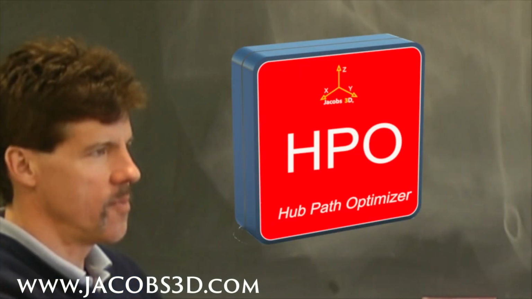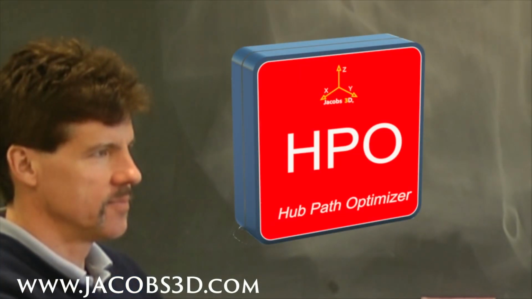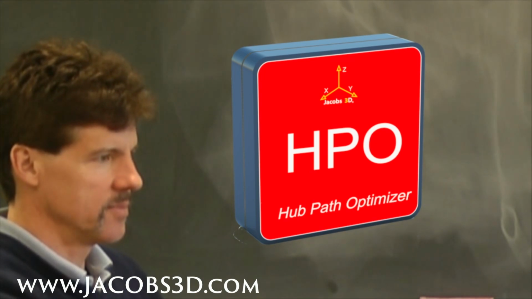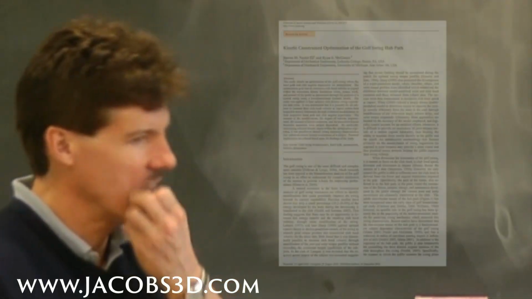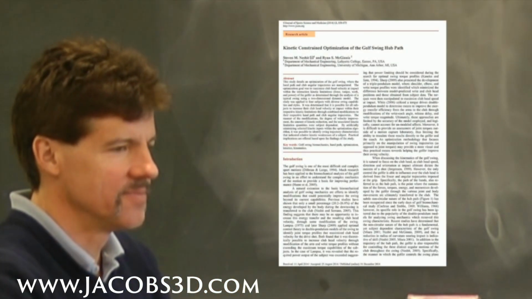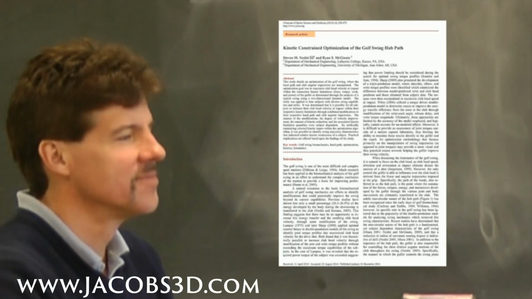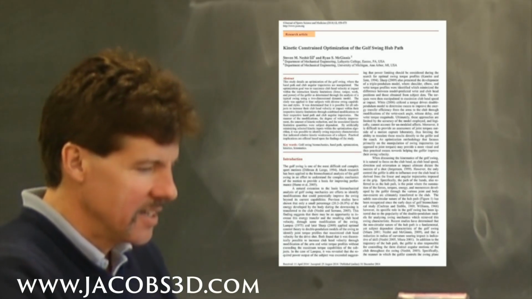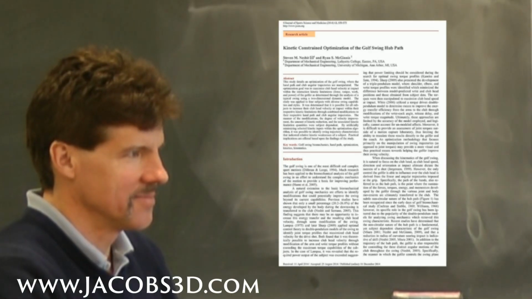So one of our elements is the hub path optimizer. You wrote a whole paper on optimization, and it's mentioned in several papers. One was a kinetic constrained one. Can you explain to us a little bit about that? That's your most complex paper, by the way.